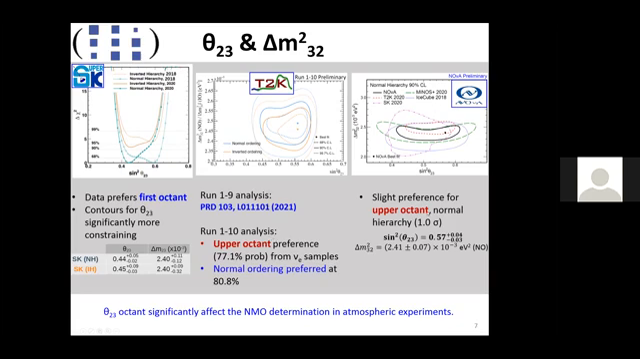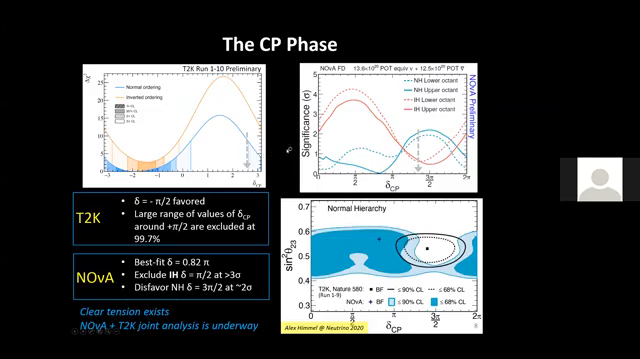For NOvA data, it also slightly prefers the upper octant, and the theta 2-3 measurement is very consistent with the T2K results. So now we see a small tension between atmospheric data and accelerator data. For the CP phase, now we see clear tension between the T2K and NOvA preferred regions.